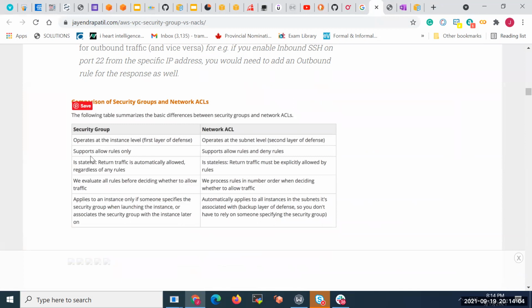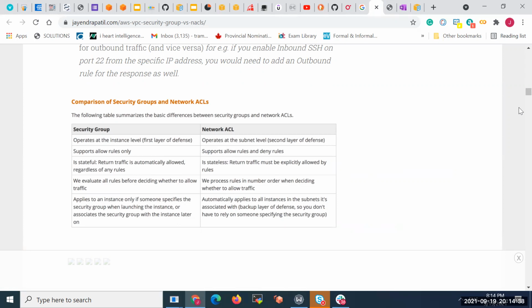So it supports allow rules and deny rules. Once a request meets the deny requirement, even if you have an allow rule later on, it will still block that. And here it talks about stateful and stateless, where it covers the inbound and outbound of traffic. Okay, so go to this page and read it more.